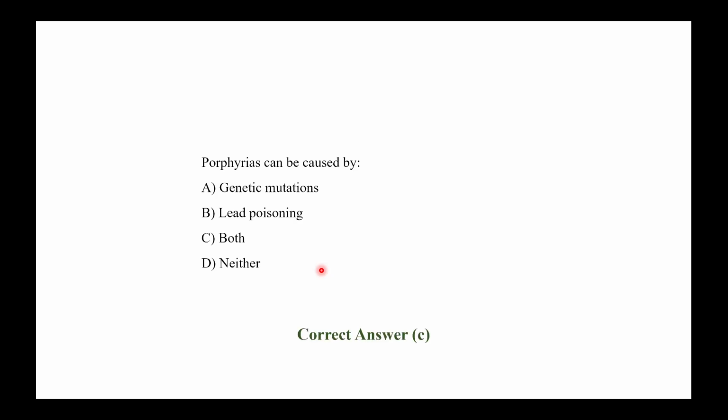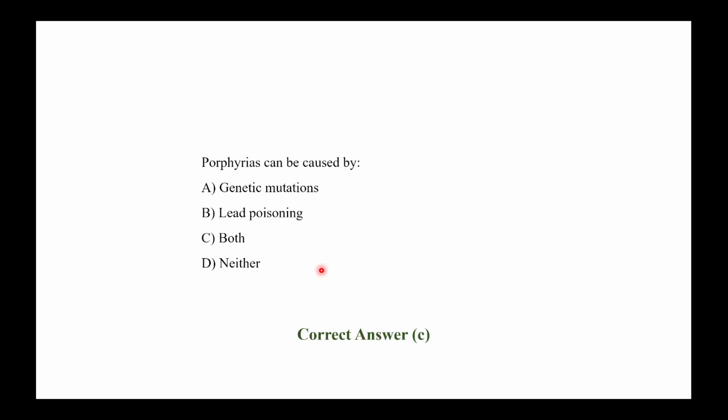So the correct answer is option C, both. Porphyrias can be caused by both genetic mutation and lead poisoning. So both genetic mutation and lead poisoning can cause porphyria.